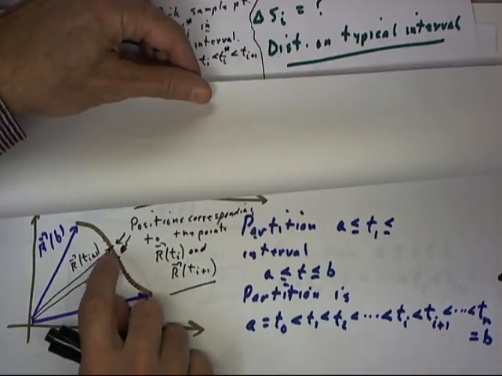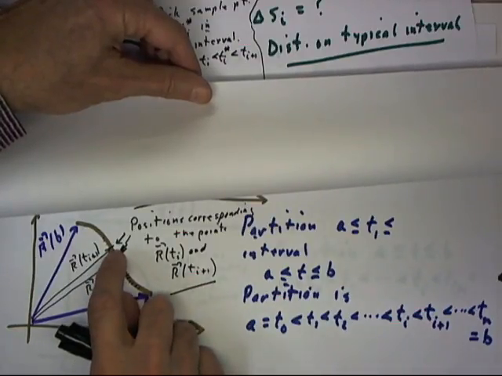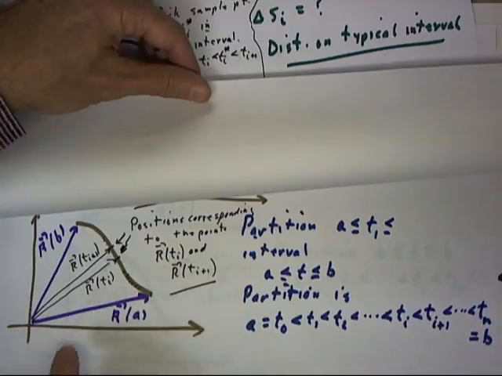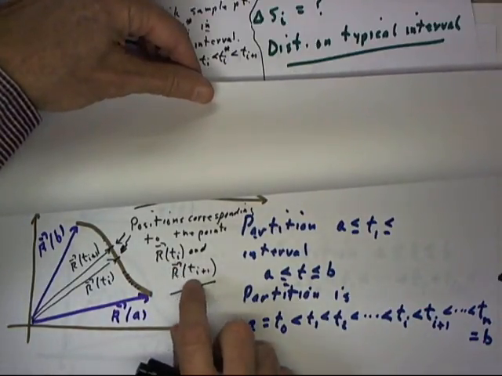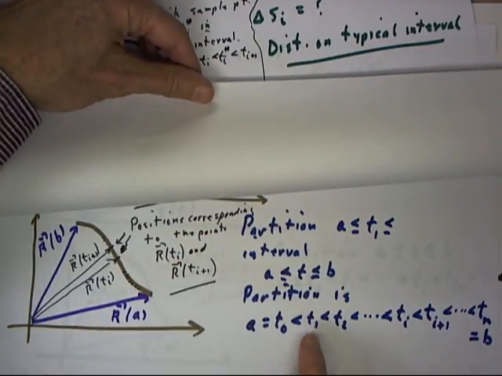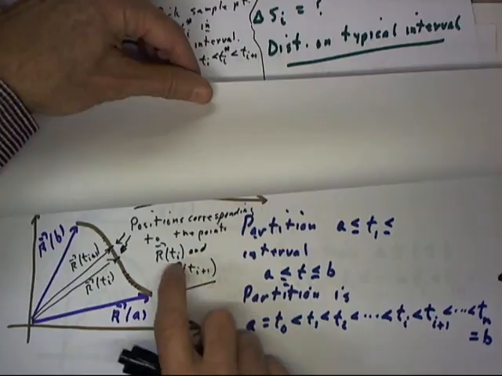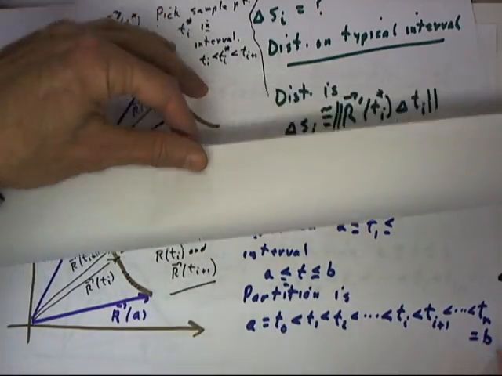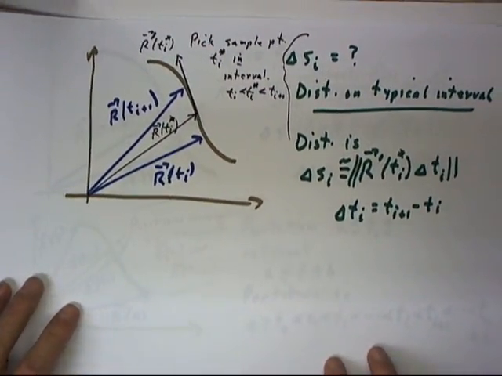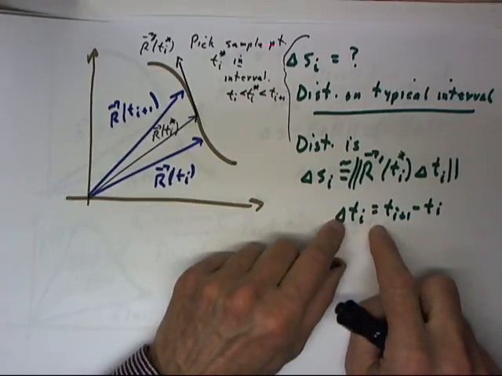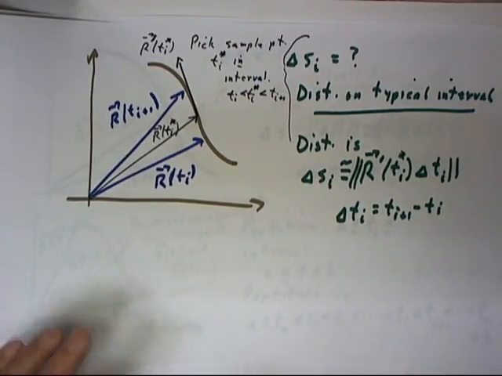We now have an expression for the approximate distance traveled on this interval. This interval is arbitrary. We don't know what i is. It could be 1, 2, 10 million. It could be anything, any time interval in this partition. For any time interval within this partition, this is the approximate distance.